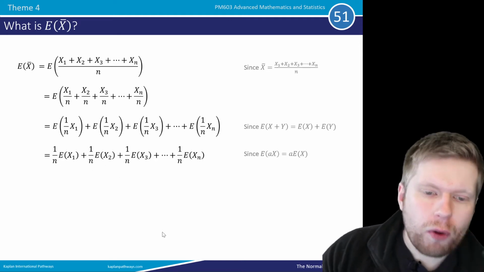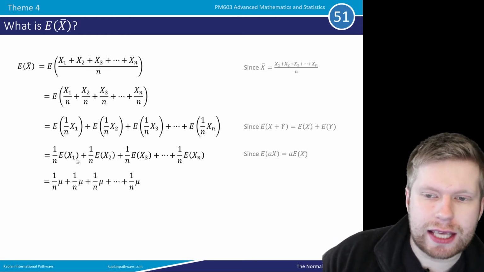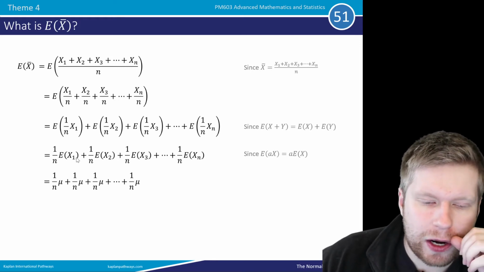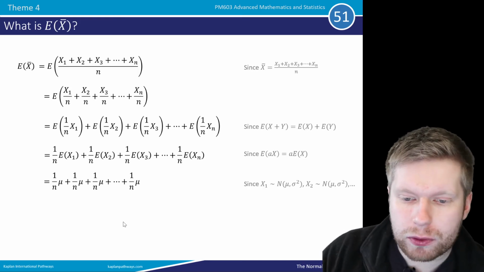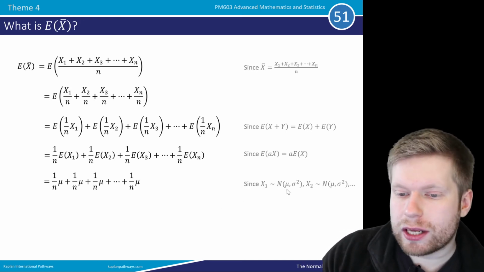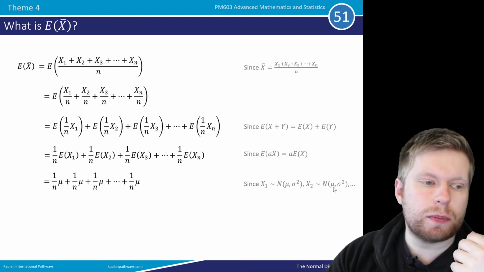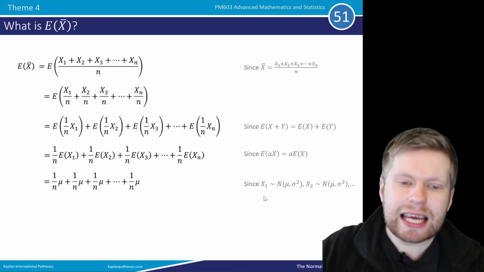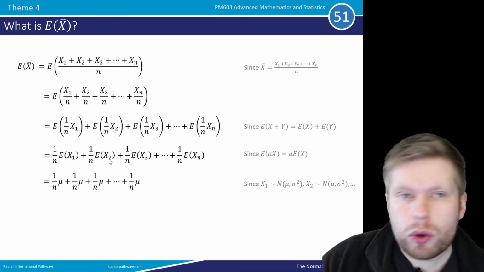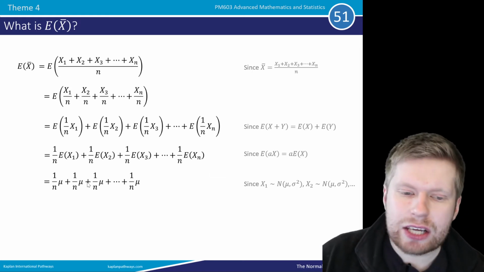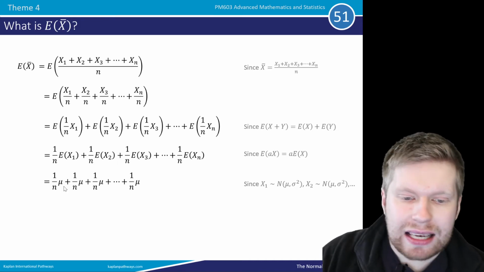Okay, all right, so what can I do here? Well, I've got the expectation of each of these things. I know that the expectation of each random variable is just mu. That's just whatever the mean value of each of these random variables is, okay? Because I know that x1 is normally distributed with mean mu and variance sigma squared. x2 is normally distributed with mean mu, variance sigma squared, etc. So the expectation of x1 should just be mu, expectation of x2 just mu, expectation of x3 just mu, etc.